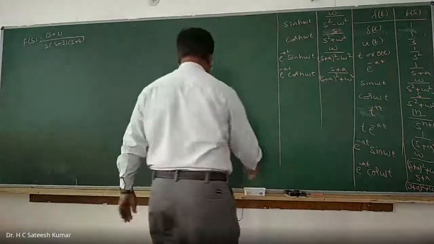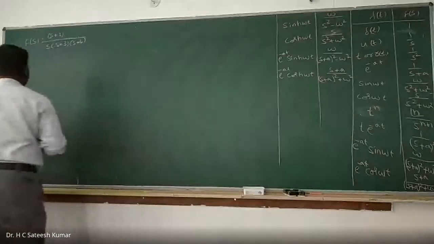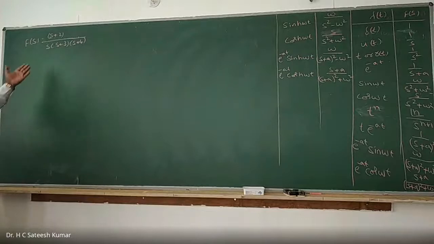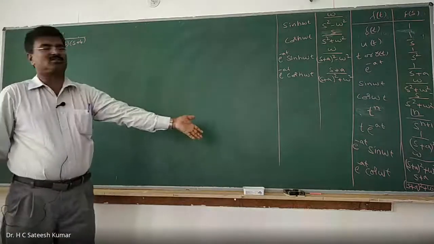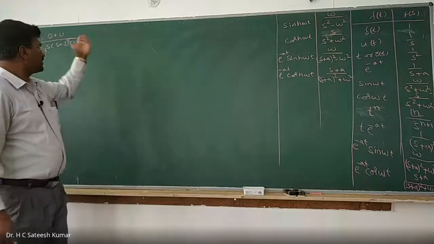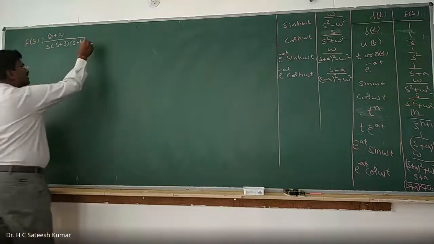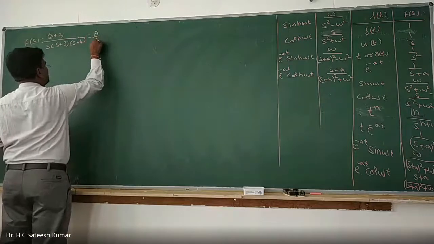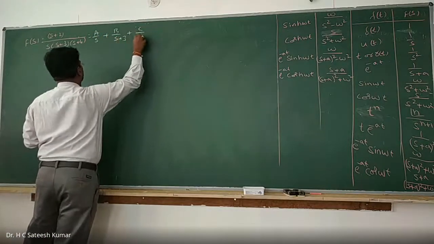Okay, right. This is one examination problem. So you have to split it using partial fractions and try to get it in any of the formats that I have given. Using that, we can find the inverse Laplace transform, comparing with the table. So go for the partial fraction, which is equal to A divided by s plus B divided by s plus 3 plus C divided by s plus 4.